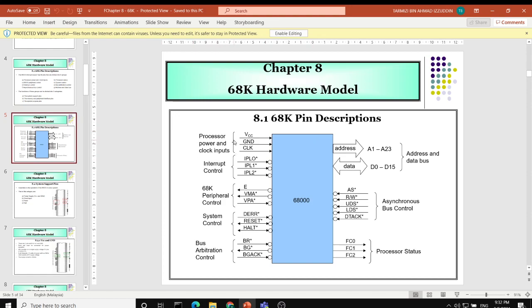So as I mentioned to you just now, the power, processor power and clock input pins are denoted by VCC, GND (ground), and CLK (clock). We have interrupt control pins, which are used to interrupt the 68K. We have peripheral control pins, EVMA and VPA, which are used to control peripherals that are connected to the 68K. And we have system control pins.